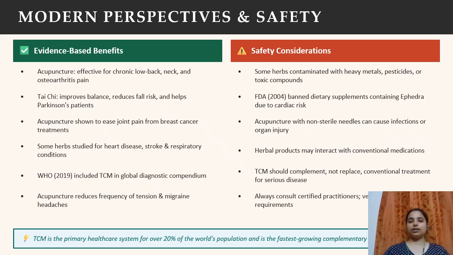So I hope TCM, or Chinese system of medicine, or traditional Chinese medicine is clear to you people.